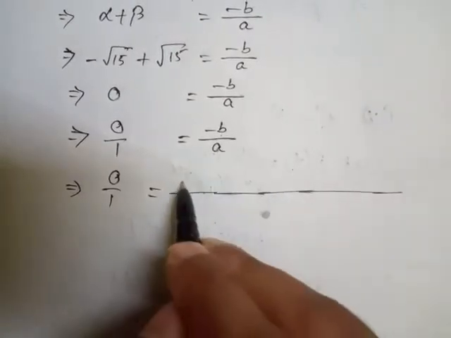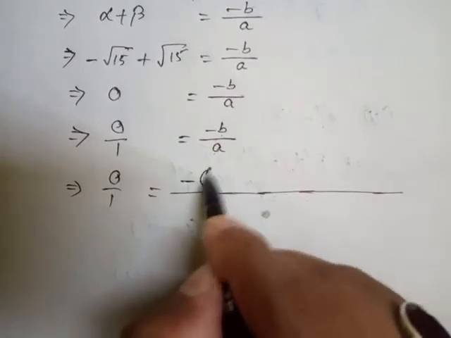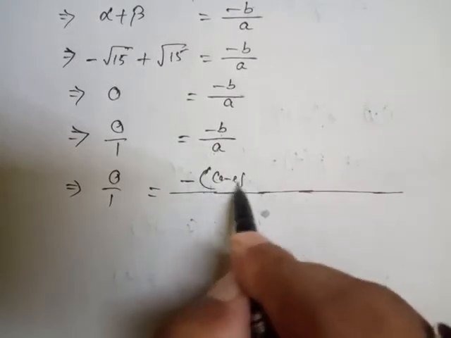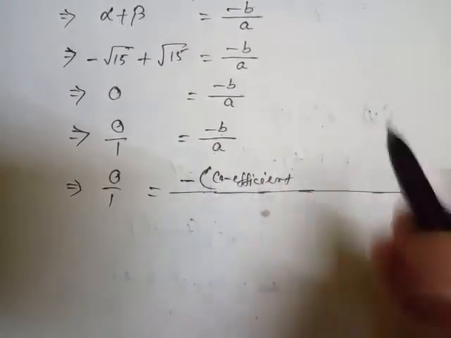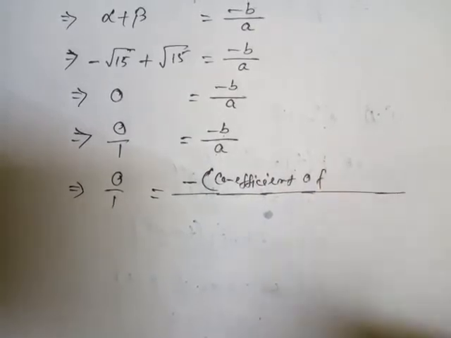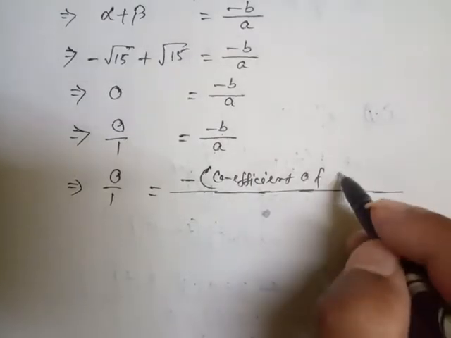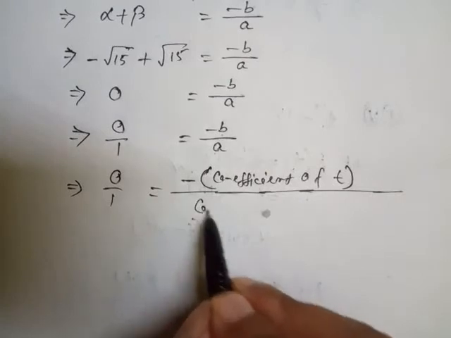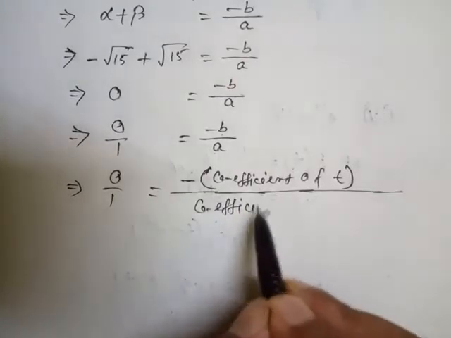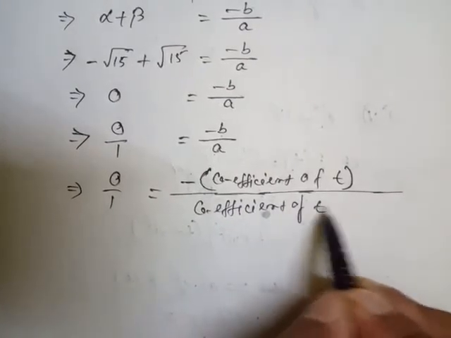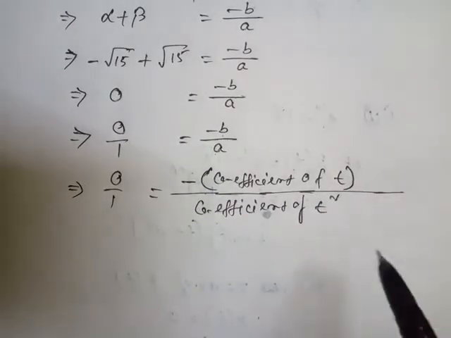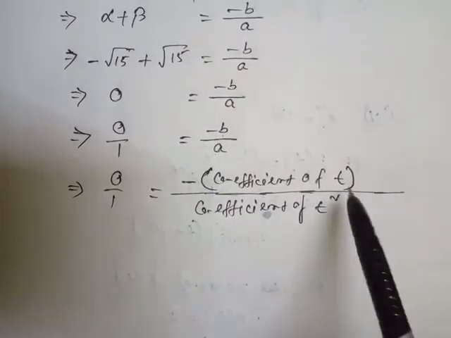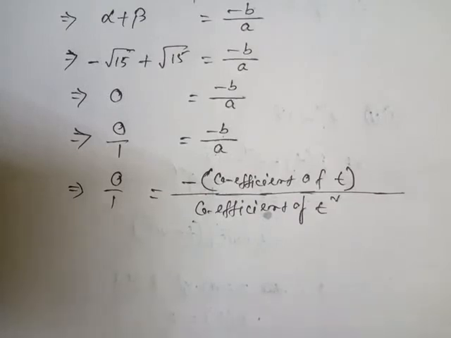so we can write here the coefficient of t by the coefficient of t square. Since the polynomial is p(t), that's why we have written here t and t square. This is the part of the sum of the zeros.